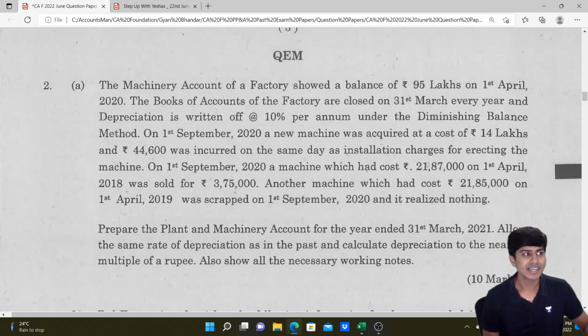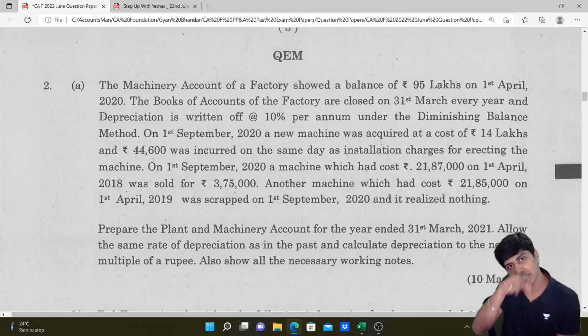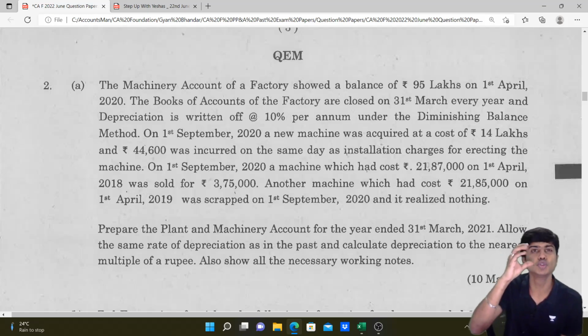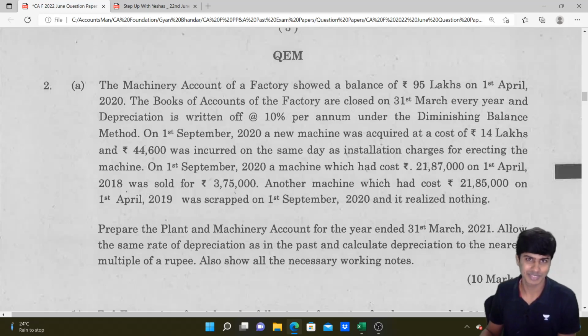So what is the difference? Scrapped means it is sold at a point where it is no longer capable of being used for the purpose it was intended. Meaning this machine, when you scrap it, it won't realize much value to you. In fact, certain days it will realize 0 rupees. Zero. Get that? And that's it. Here they have not given anything. They've given, it realized nothing.